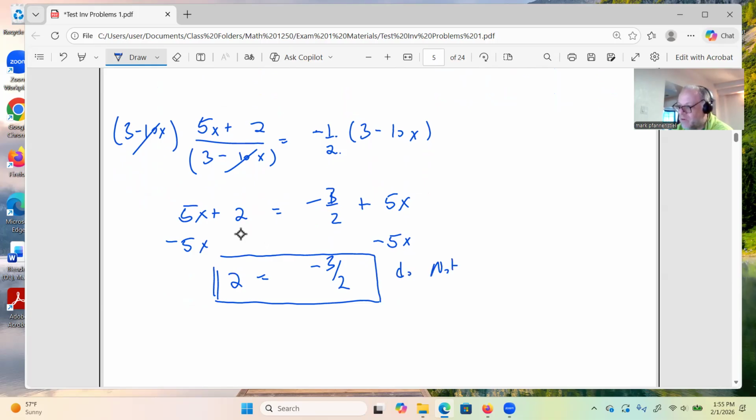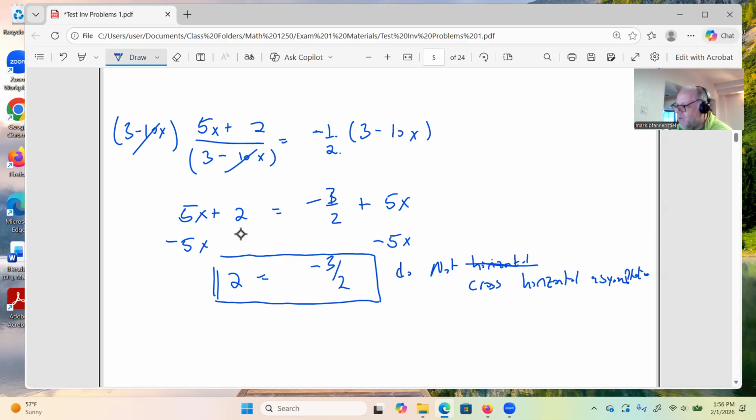It does not cross the horizontal asymptote. If we had an x equals 0, we would know it crossed at 0. If we had x equals 3, it crosses at 3. But since this is a contradiction, it does not cross the horizontal asymptote.